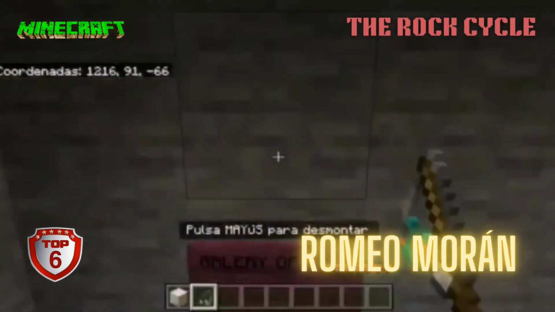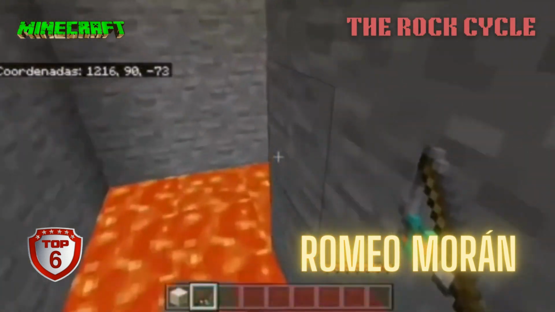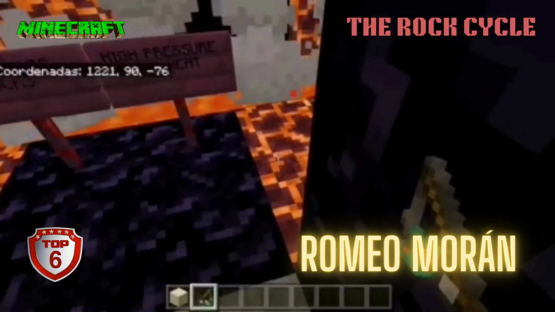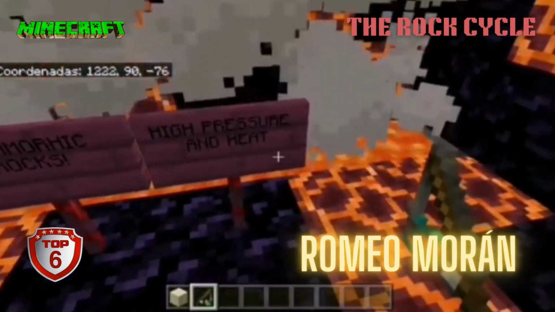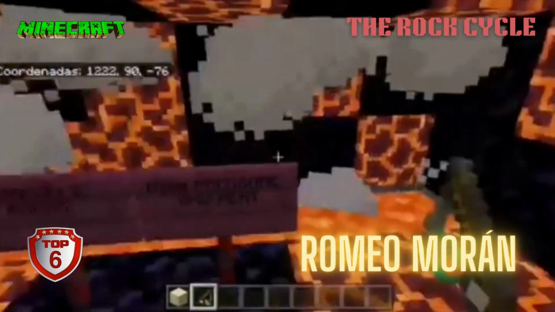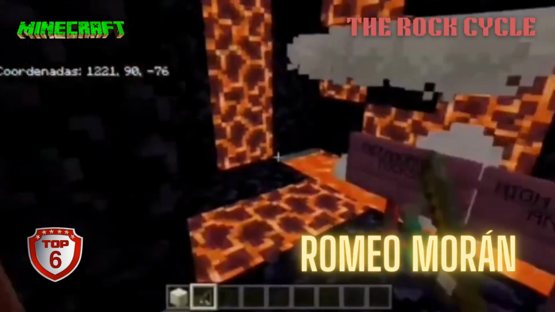Let's go. This is the gallery of lava. Stop it here, Rock Mega Rock. The metamorphic rock is formed by high pressure and heat. This rock started as some other type of rock.